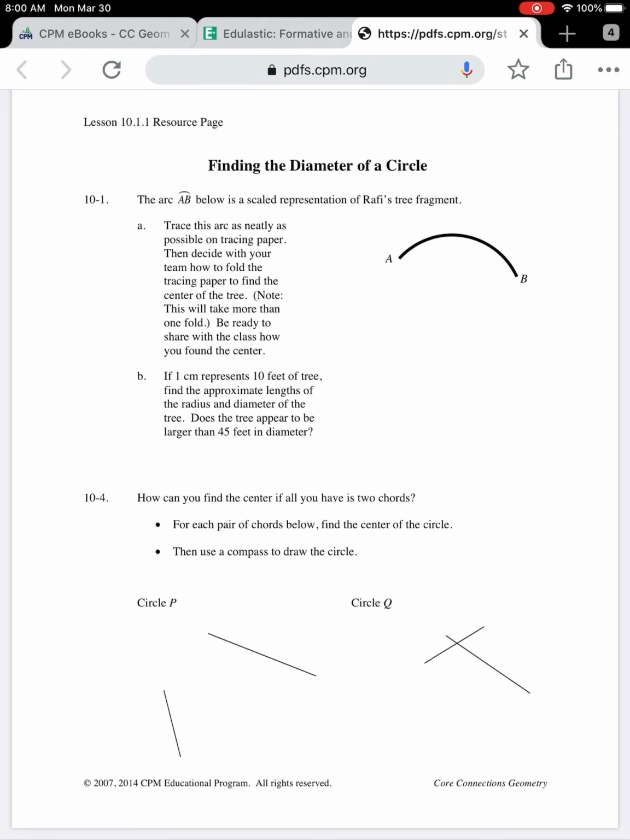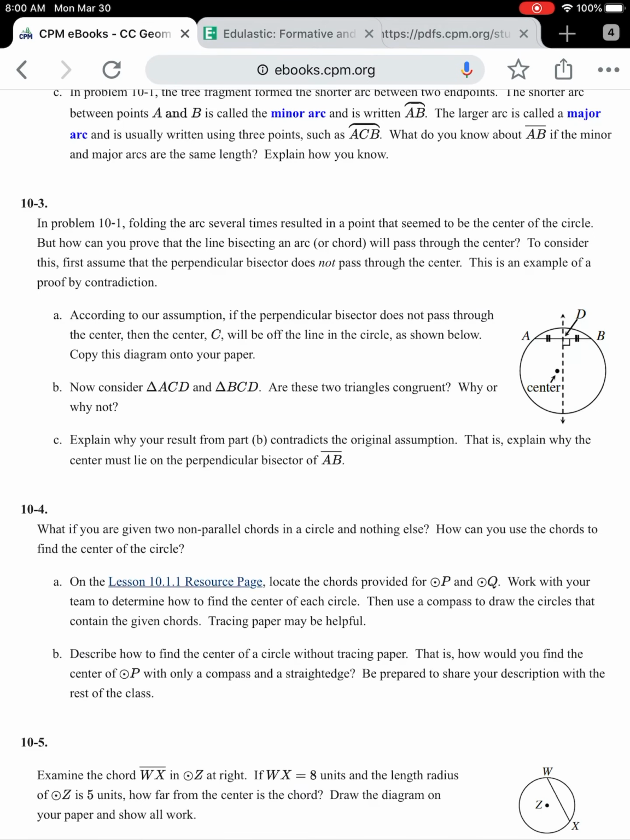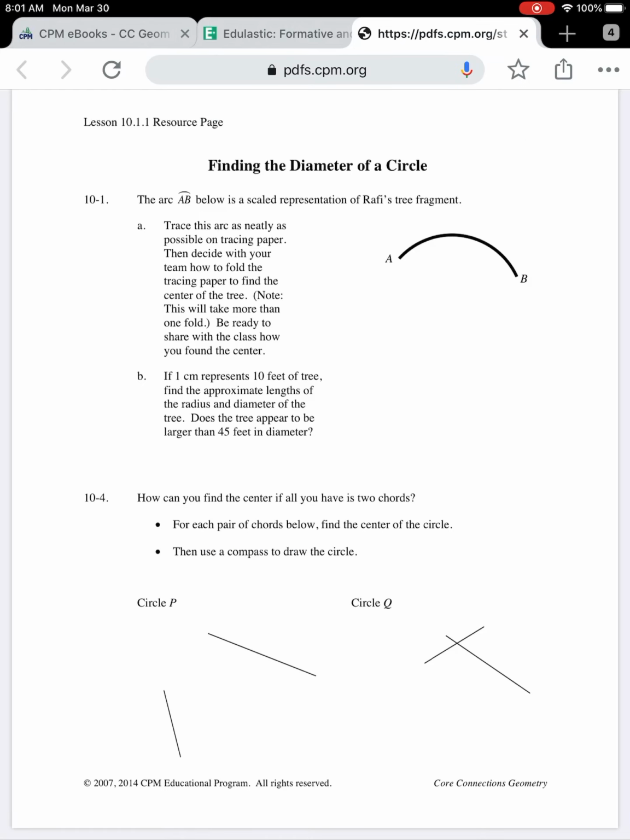In part B, however, they ask, how would you find the center of the circle without tracing paper? That is, how would you find the center of P with only a compass and a straight edge? That goes back to ideas of constructions. And again, this would be pretty difficult without a compass, and that's part of why we were skipping that construction lesson for now.